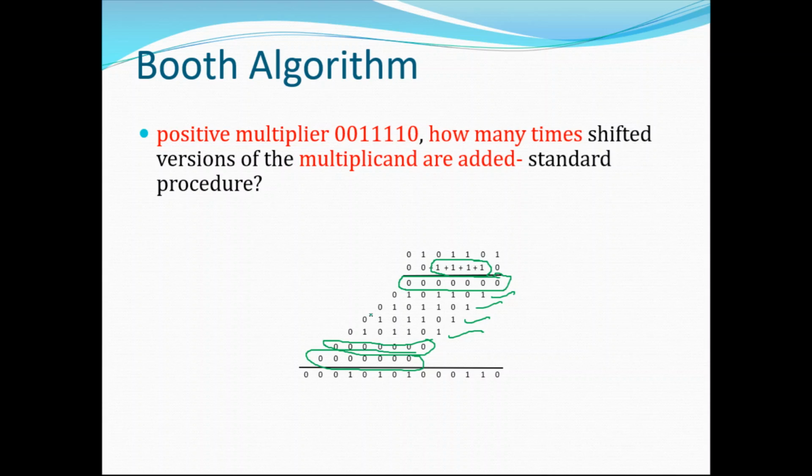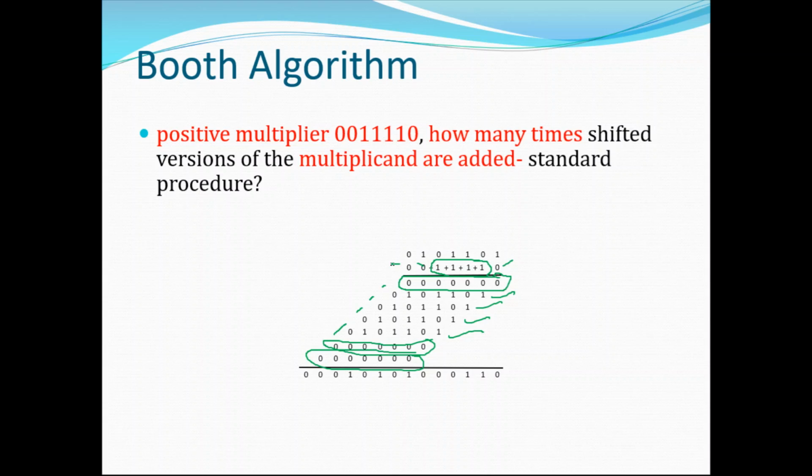So as there are 4 ones here, 4 times addition is going on. 1, 2, 3, 4. No more than 4 times addition is going on. Okay, remaining bits are 0, so they are not included in the addition part. Right? I think it's clear. Okay. Now is there a way to reduce this?